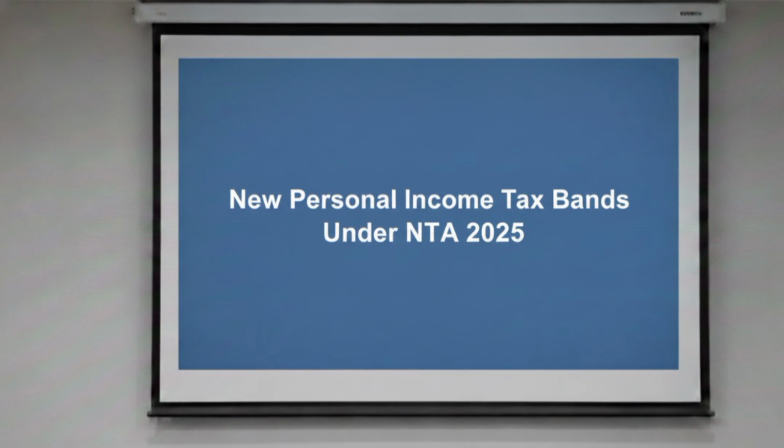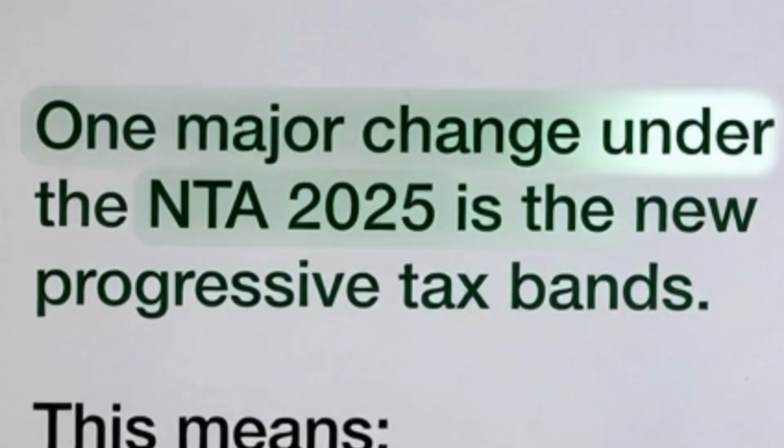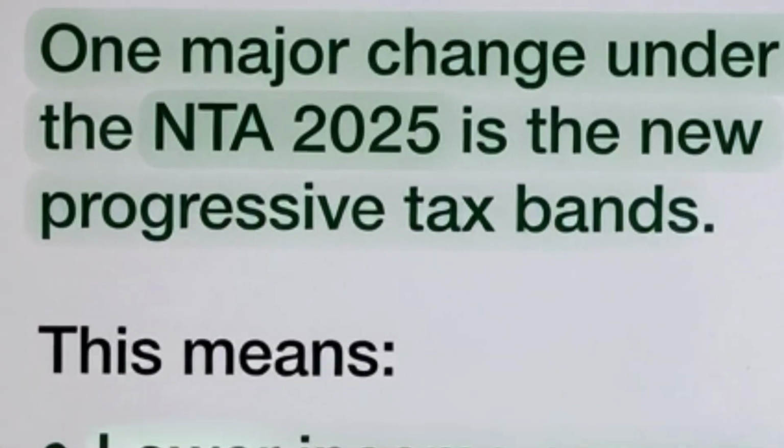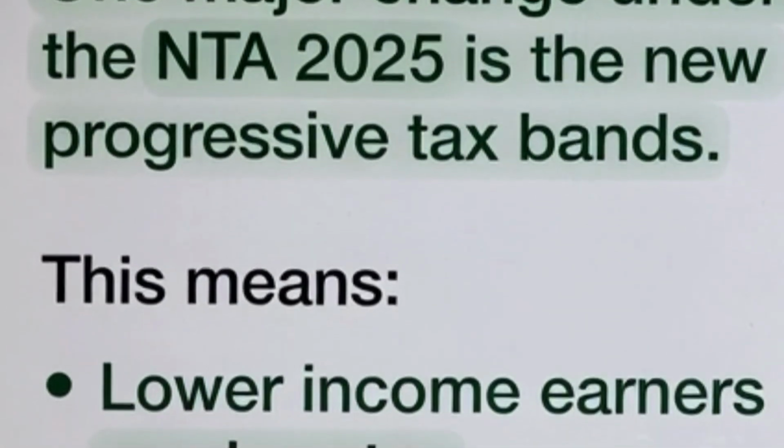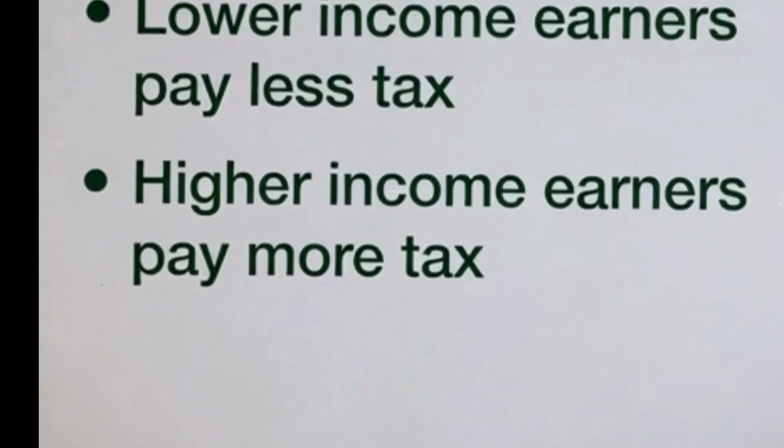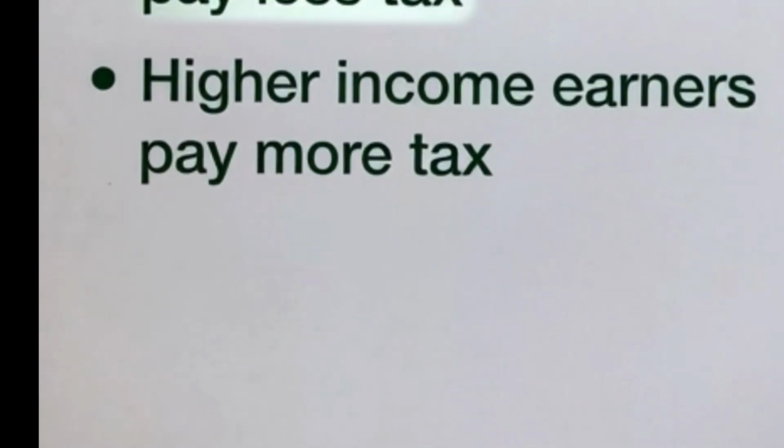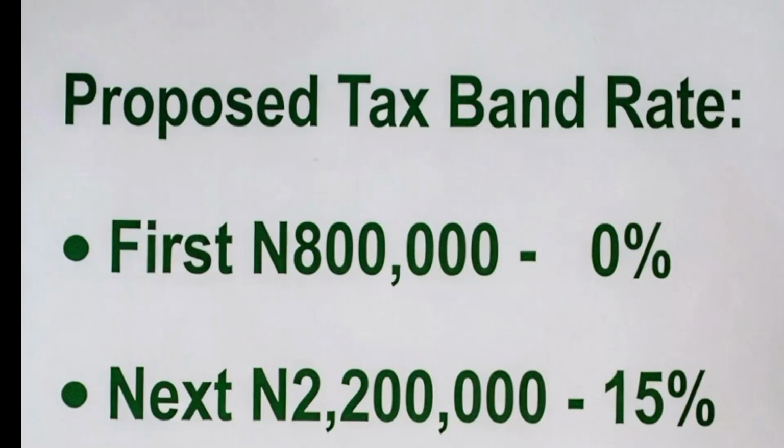Now let's look at the new personal income tax bands under NTA 2025. One major change under the NTA 2025 is the new progressive tax bands. This means lower income earners pay less tax. Higher income earners pay more tax. The simplified personal income tax bands can be illustrated as follows.